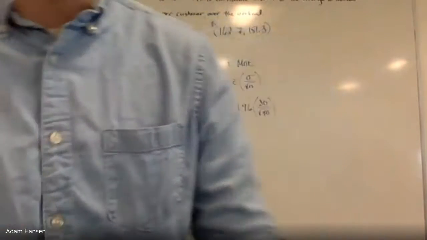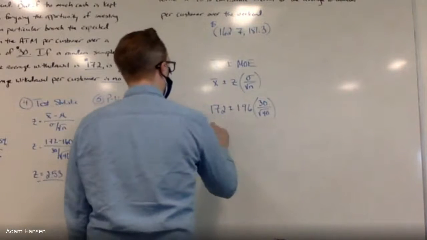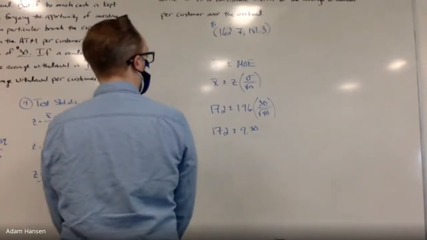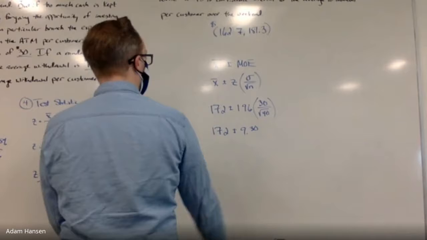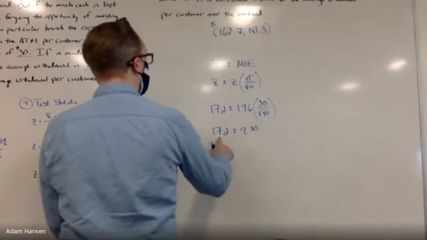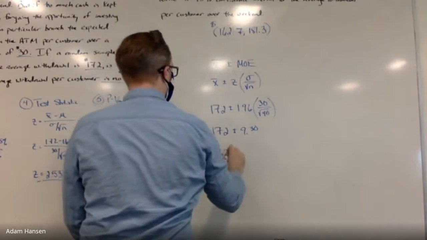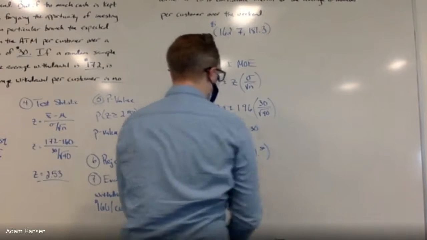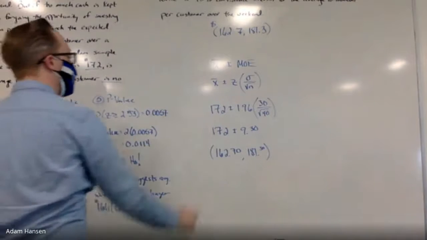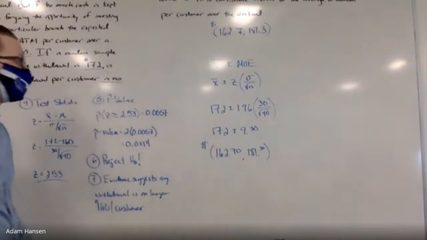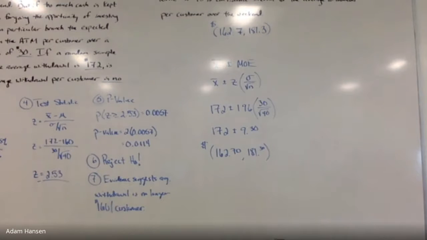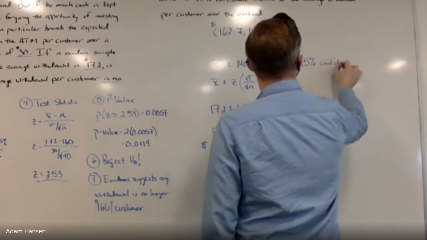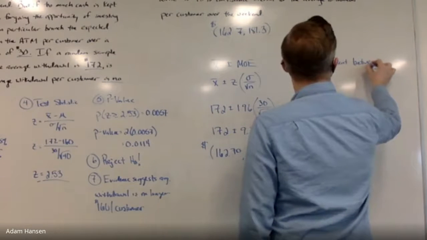So about $9.30. The margin of error. I add and subtract $9.30 from my estimate. 162.70, the left endpoint, and 181.30. What does that mean? Interpret what you just did. You're 95% confident that the money withdrawn from the ATM on the weekend falls between 162.70 and 181.30 on average.